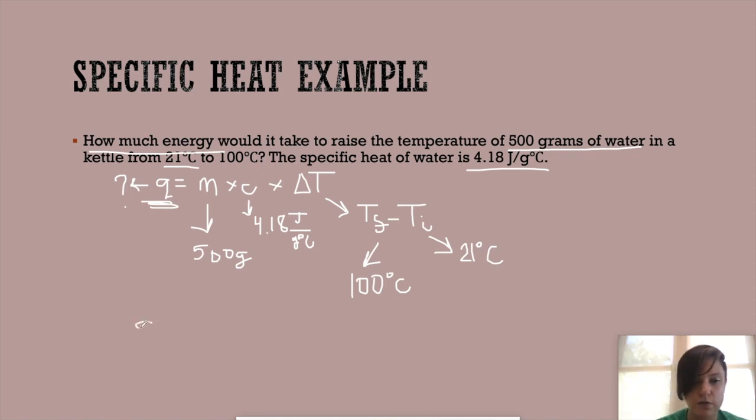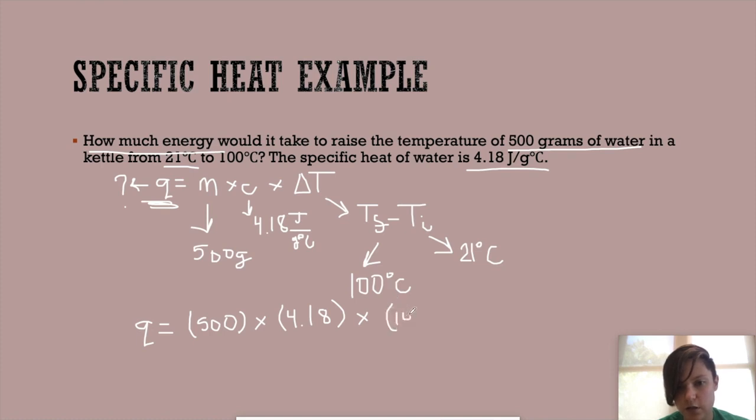So let's put this all together into our equation. Okay, so again, we're looking for Q, that's our unknown. Our mass is 500 grams, multiplied by 4.18. That's our specific heat. Times our final temperature, which is 100, minus our initial temperature, which is 21.